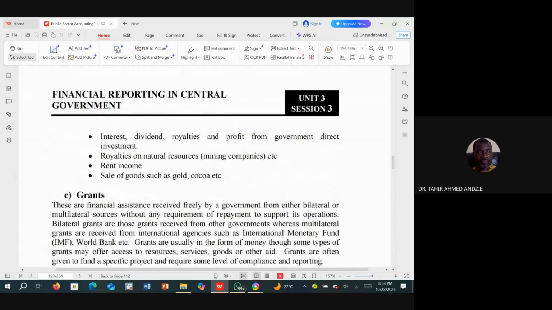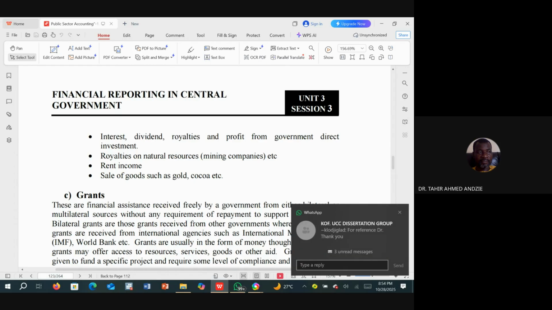Okay. Interest, dividends, royalties, and profit from government-directed investment. So if a government entity has any investment in any company or has any asset that is hired by another company for which we are receiving interest, dividends, or royalties, those revenues are part of the central government revenue that is paid into the consolidated fund. Then we have royalties on natural resources. Mining companies pay royalties. This is an example of non-tax revenue.